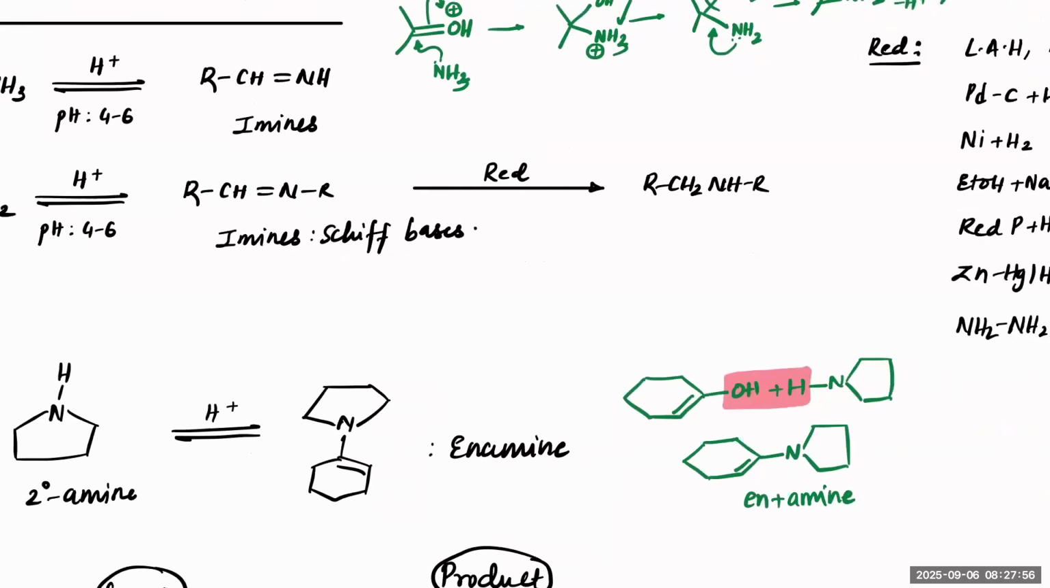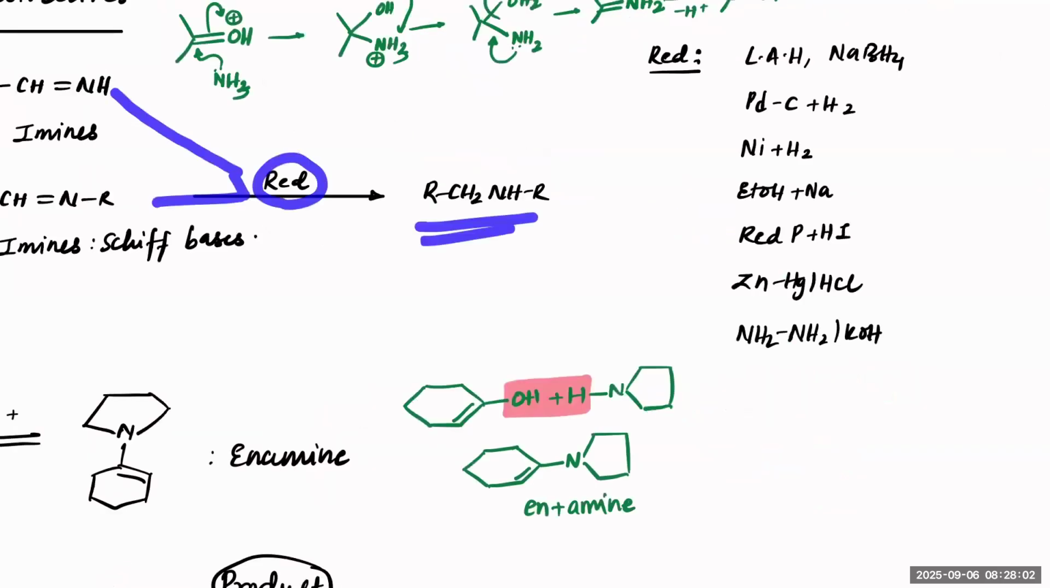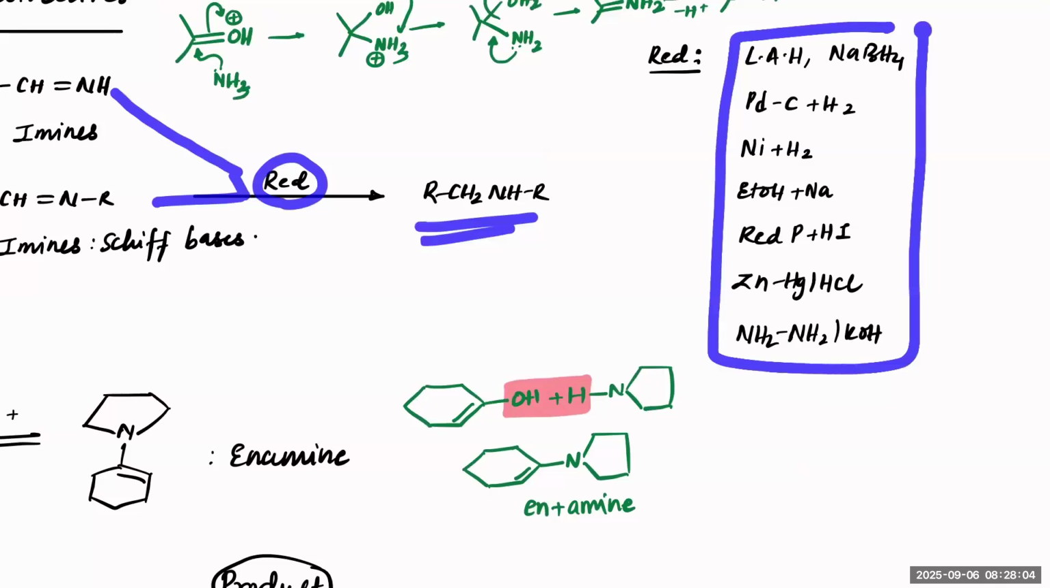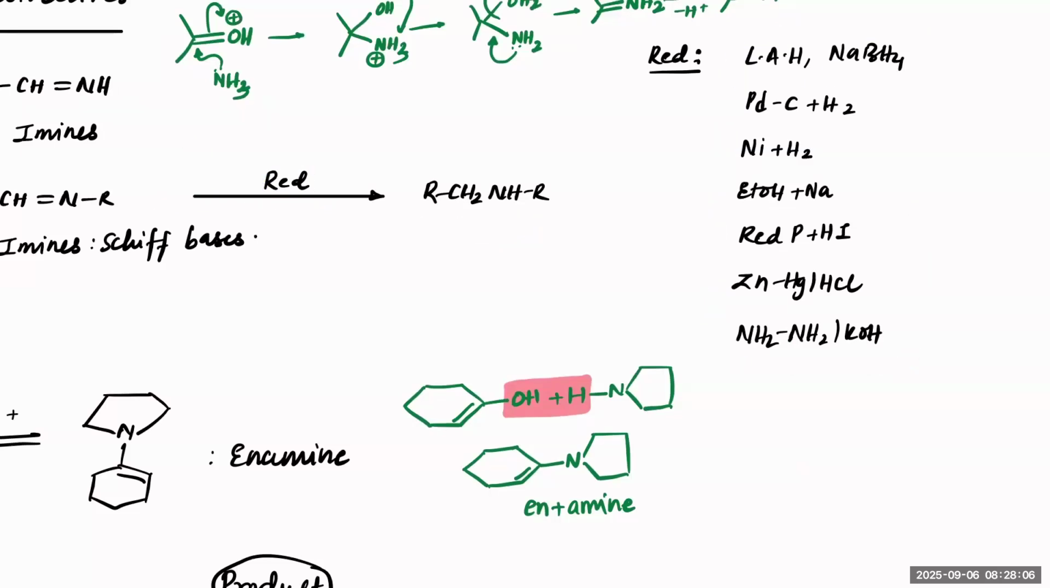Any imines or Schiff bases can easily be reduced to amines using these reducing agents: lithium aluminum hydride, sodium borohydride, H2 with palladium on carbon, nickel and hydrogen, sodium in ethanol, red phosphorus with HI, Clemmensen reduction, Wolff-Kishner reduction. All of them will reduce that and convert it into amines.